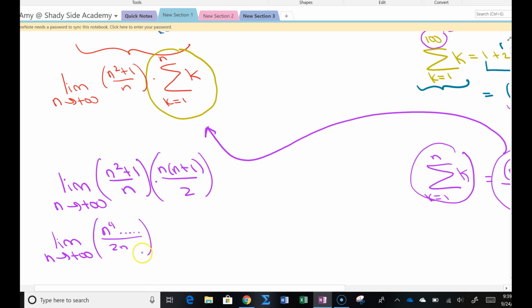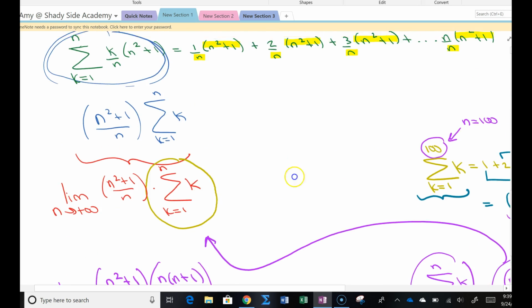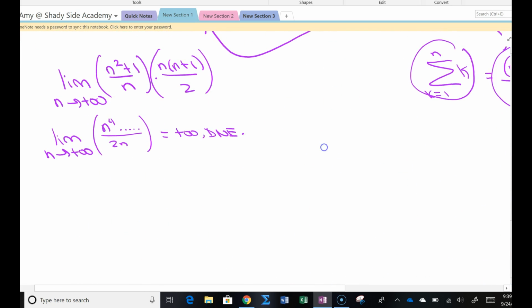So as n approaches positive infinity, in this case, this limit is going to approach positive infinity, or we say the limit does not exist. Okay? So that hopefully will clarify all this stuff about sums and limits.